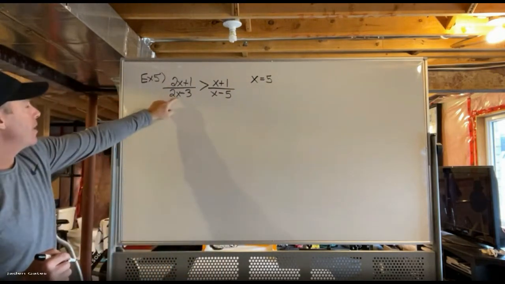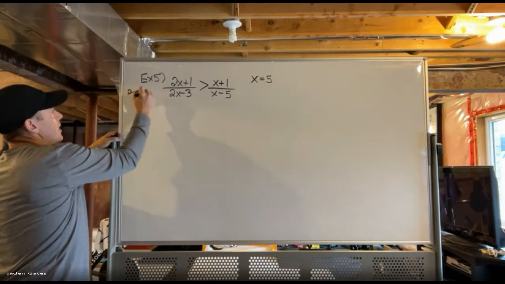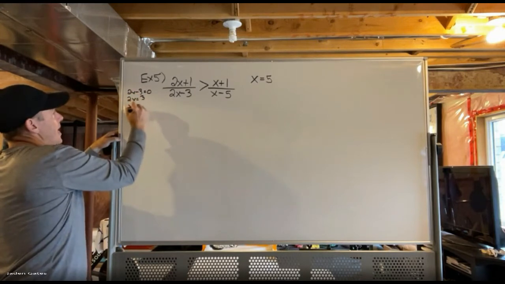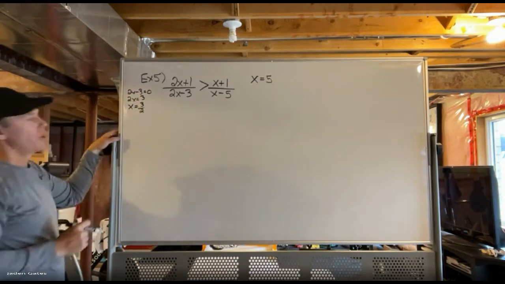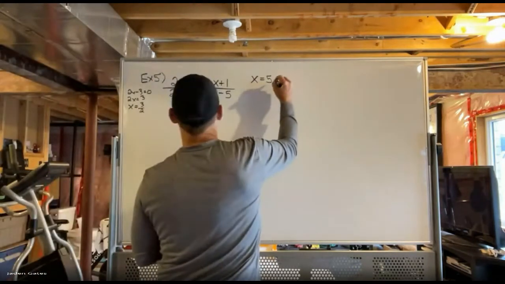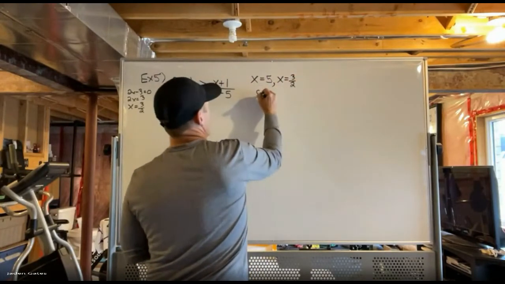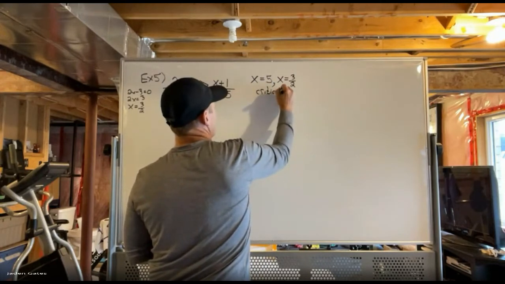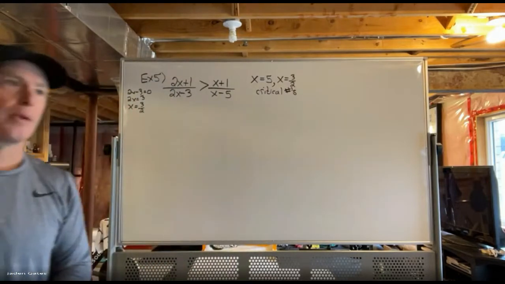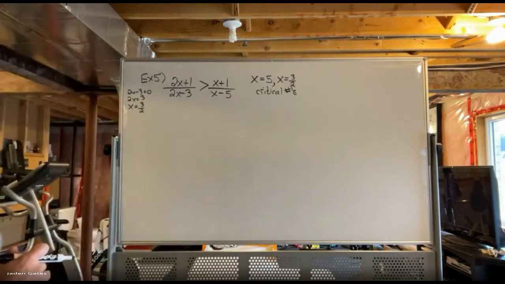And then we also have a denominator here. So if I solve that, 2x minus 3 equals 0, 2x equals 3. It looks like x equals 3 halves will be another critical number. All right, so we've already out of the gate got 2 numbers that are going to be on our number line, 5 and 3 over 2, because both of these rational functions have asymptotes. So something happens there before and after.